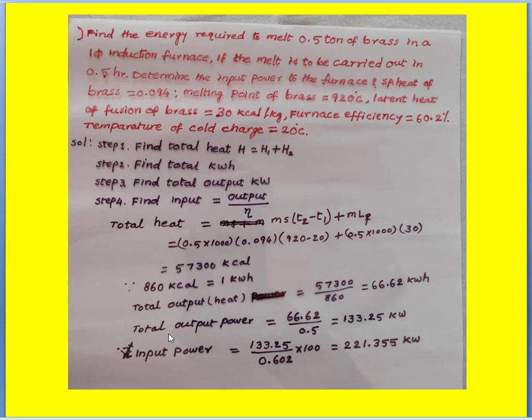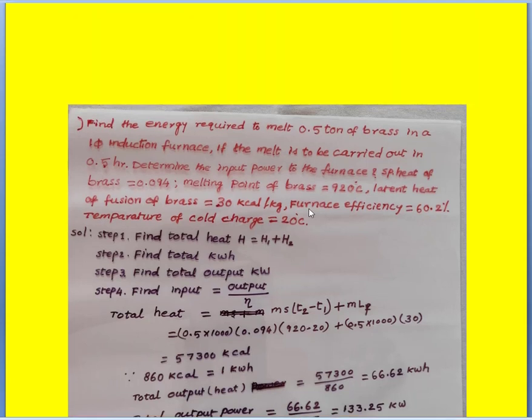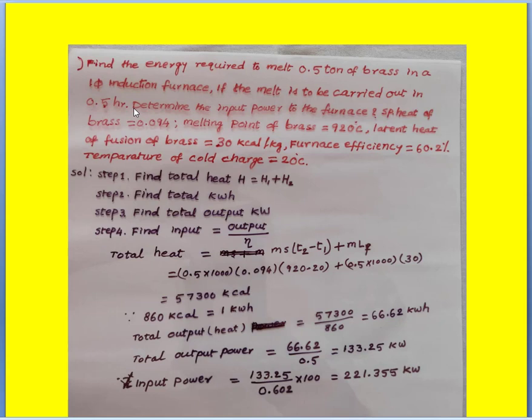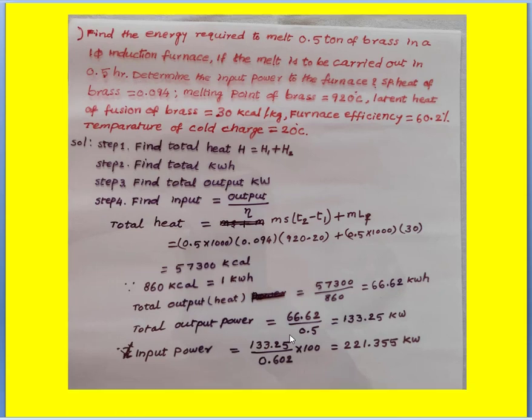So we know this energy is consumed in half an hour, that is given in the data. So we have to calculate the power absorbed by the furnace in this half an hour. So for this, total output power is equal to 66.62 divided by half an hour, which will give us 133.25 kilowatts.